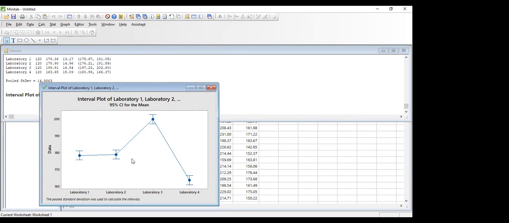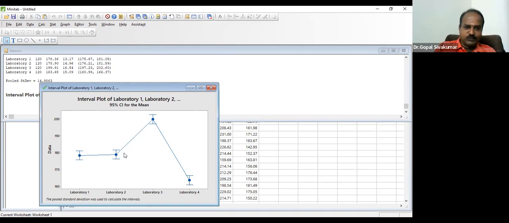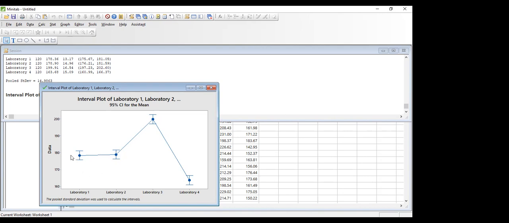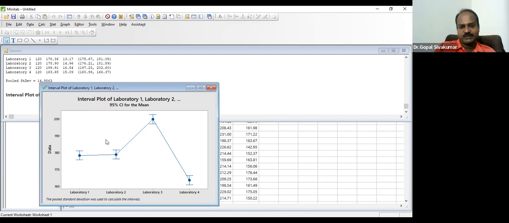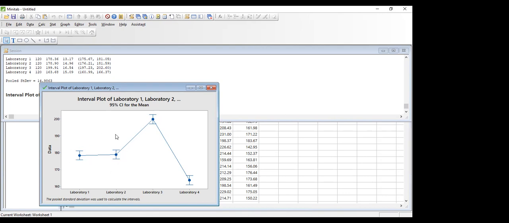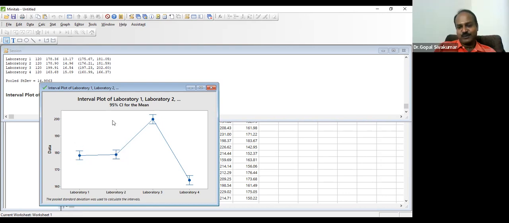Now compare between 1 and 2. Tell me, is 1 significantly different from 2, or 2 significantly different from 1? No, sir. If you compare between 1 and 2, what is your hypothesis testing? A 2 sample t-test, right? And if you compare all the 4 at a time, then it is ANOVA.